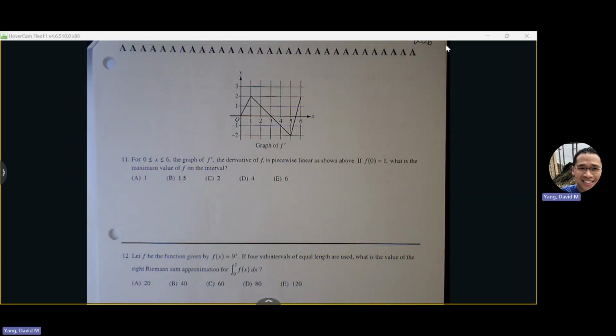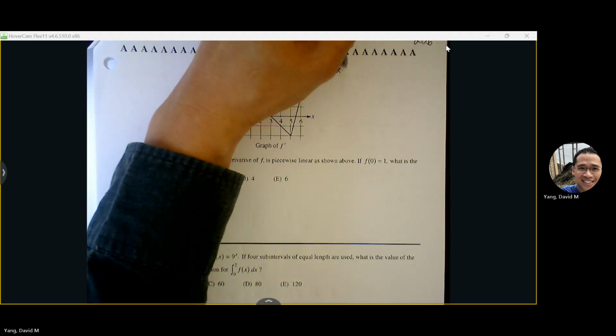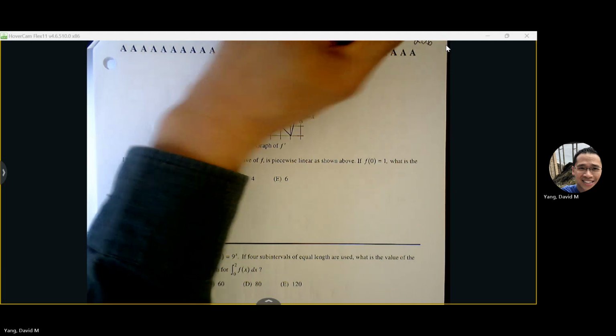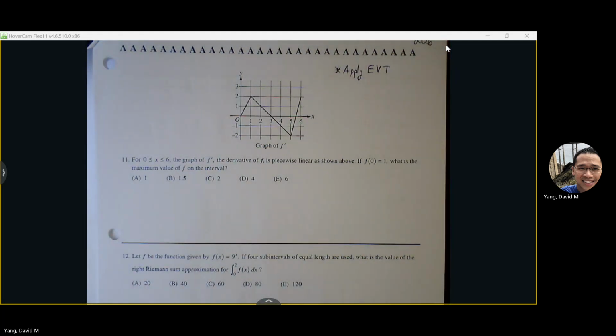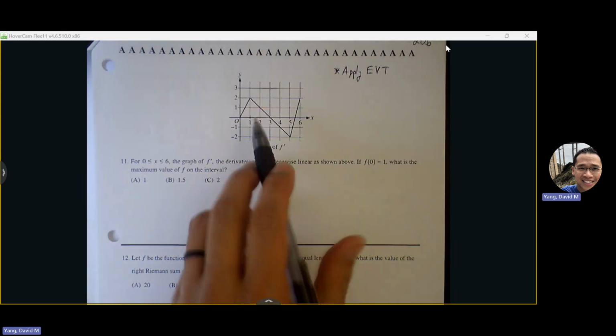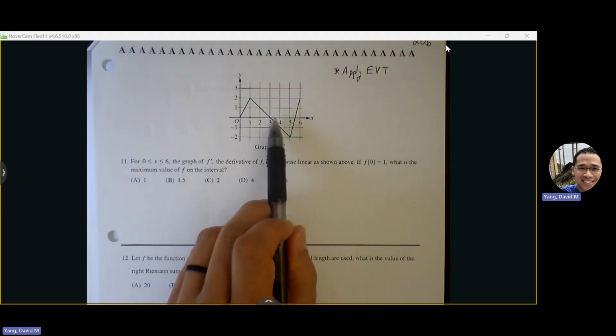Between 0 and 6, the graph of f prime is shown. What is the maximum value of f on the interval? So we have a closed interval. We're asking for absolute max. So this is the extreme value theorem here. So that means we've got to test endpoints and critical points. If this is the f prime graph, then our endpoints and critical points are going to be the x-intercepts, right? Or sorry, critical points will be the x-intercepts.